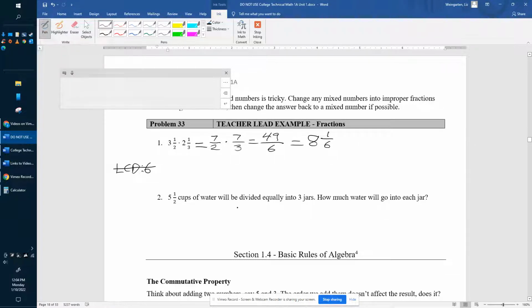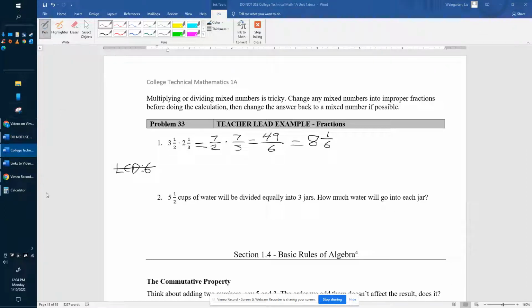So look at this last question. 5 1/2 cups water will be divided equally into 3 jars. How much water will go into each jar? So we're talking about division here. It literally says the word divided. So we're going to take our 5 1/2 cups.